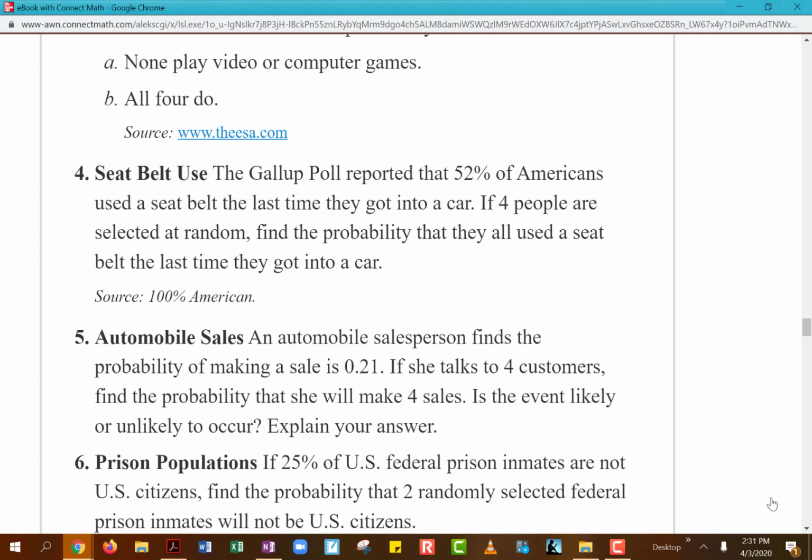Of course, the first thing you want to think about is whether these are independent or dependent events. If one person is wearing a seat belt and you randomly select another one, there's no reason that the first event will affect the second event, right? Since these are independent events, all you have to do is multiply the probability for each event and get your total answer. Here they're telling us the probability is 52% of the Americans used a seat belt, right?